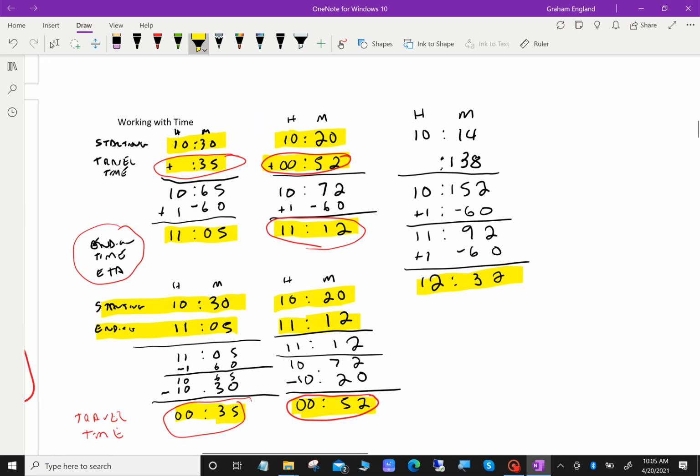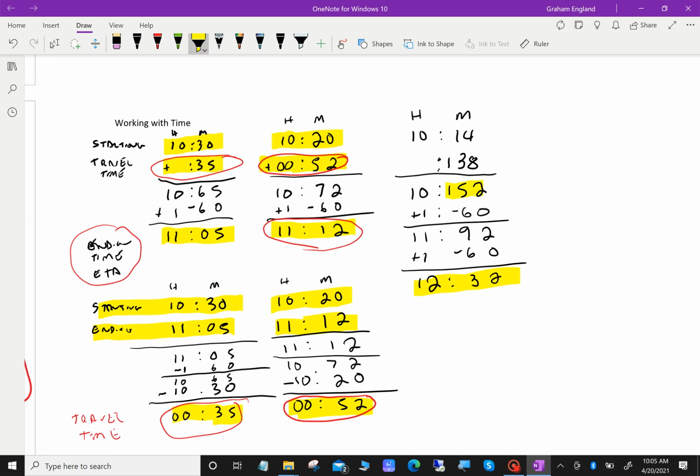So do you see how we did that? We took 152, we subtracted 60, and added 1 hour on that side. Then we subtracted 60 again, added 1 hour on that side, until we got our minutes down below 60, below an hour, so it makes sense.